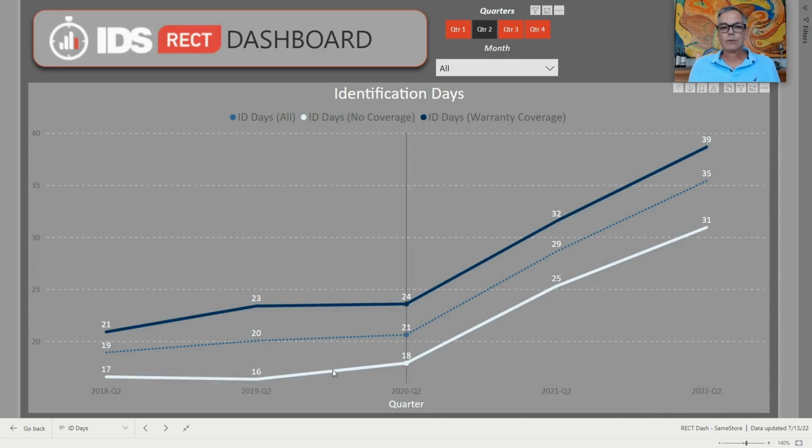When you look at just the quarter, again, not a huge impact. I can almost guarantee that warranty has very little impact on identification days, how long it takes to identify the issues and order the parts.